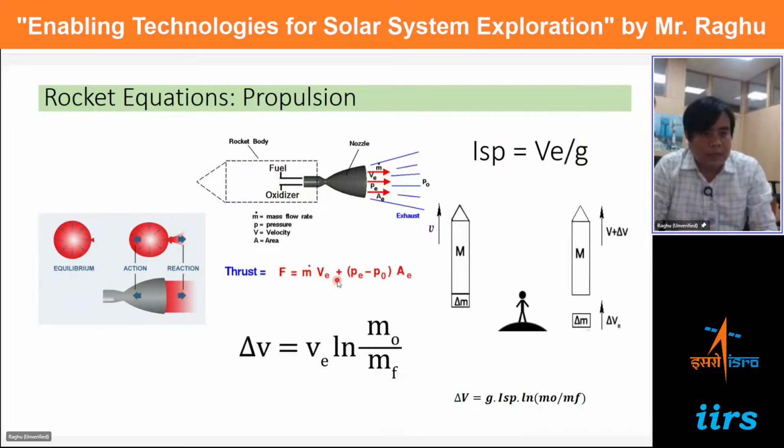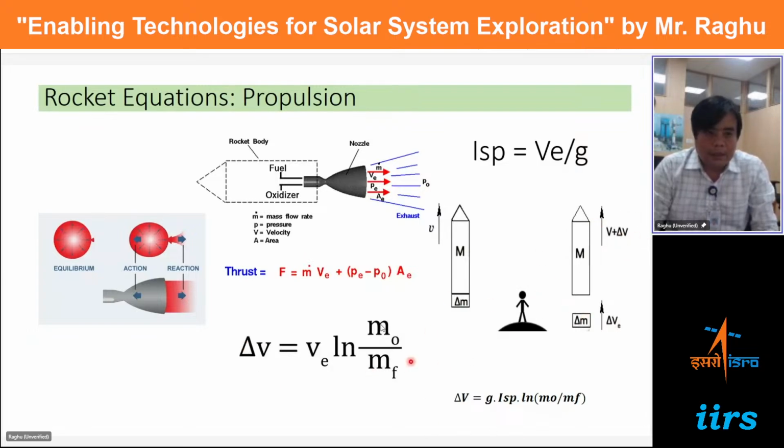So the thrust formula is given. Because of the exhaust velocity, there is a change in the velocity. Let us say the rocket has a mass of m plus delta m. Delta m may be in a multi-stage rocket, the first stage, the second stage, or a single stage. It can be the mass of the propellant. When the propellant is burned out, this delta m is no longer there, and the rocket has gained a delta v velocity.